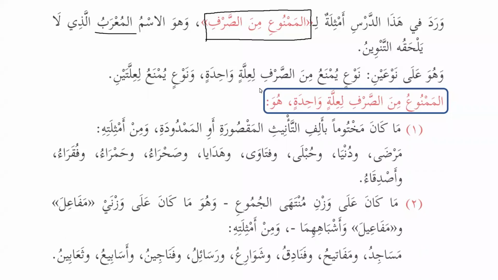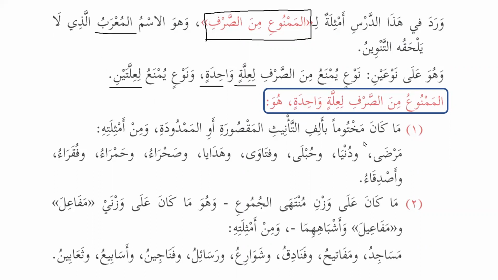One type is mamnu min as-sarf for one reason. Illa means reason. And then there is a type that is diptote because of two reasons. First, the mamnu min as-sarf for one reason. So now we will look at the nouns that are ghair munsarif, or that are al-mamnu min as-sarf for one reason, one reason.